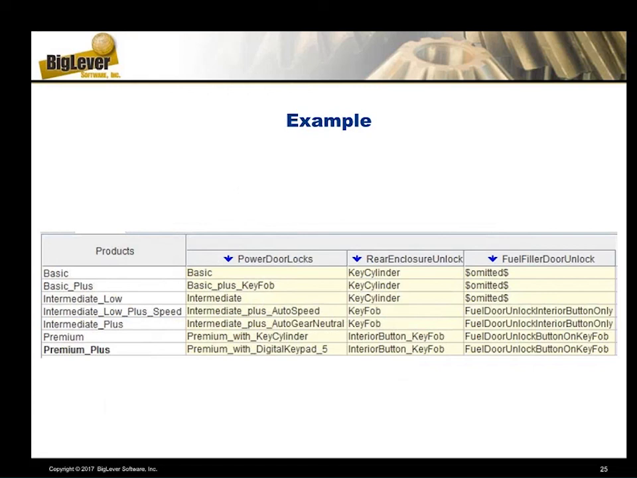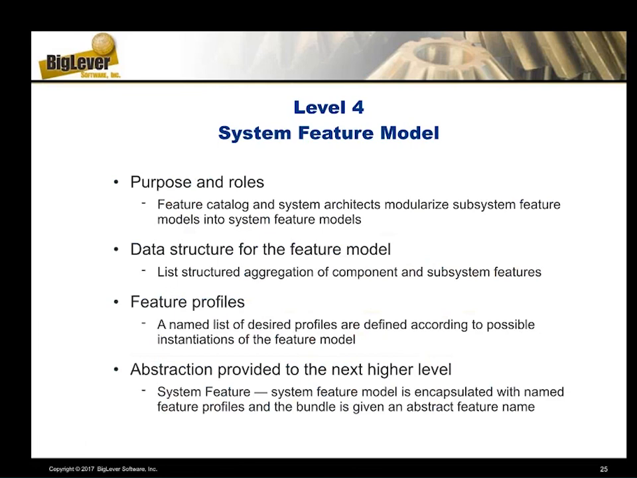So we're abstracting higher and higher. The people that work at this level, this is what they need. They need to know that Premium Plus has the Premium with Digital Keypad 5 offering of power door locks, and the interior button and key fob offering of rear enclosure unlock, and so forth. And so we keep climbing up.